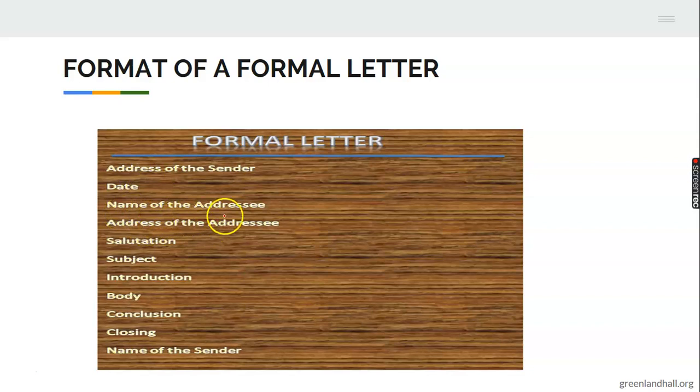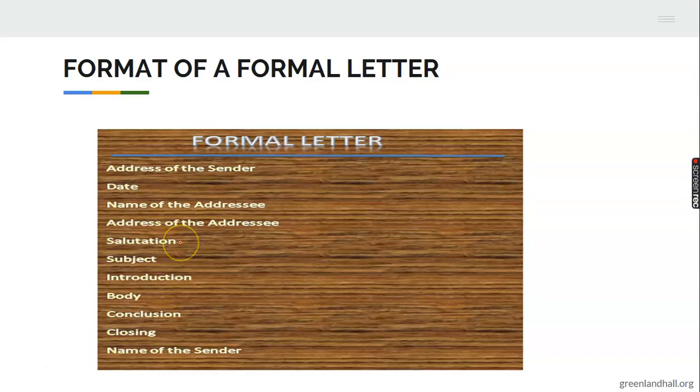And before the address of the addressee, his or her title should be here. Imagine you write to the head of schools. That's the name of the addressee, comma, Greenland College. Or you write it to the chairman of Nigerian Breweries. The chairman, comma, Nigerian Breweries. The other things will follow.